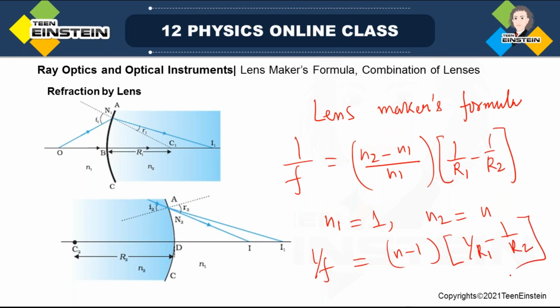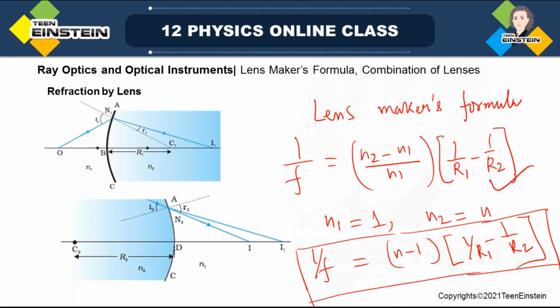This is actually the very well known form of Lensmaker's formula. So this is the known form, and this is the general form. This is the general form, and this is for air to glass, or air to any medium. So this is called Lensmaker's formula.